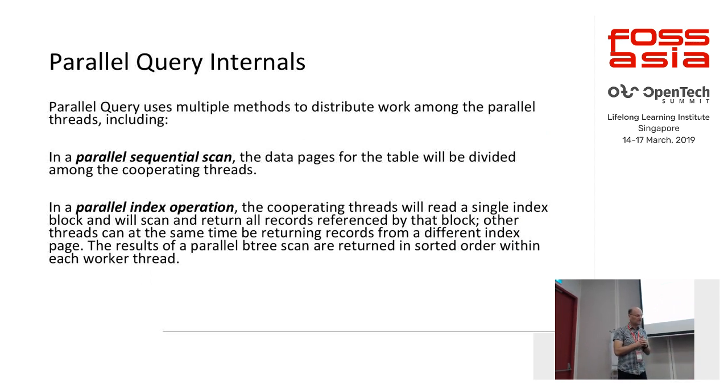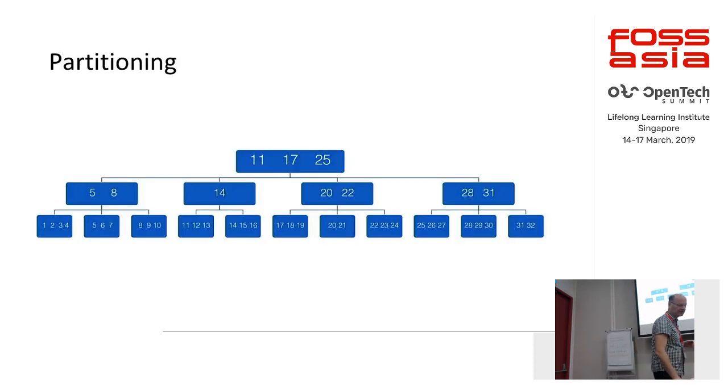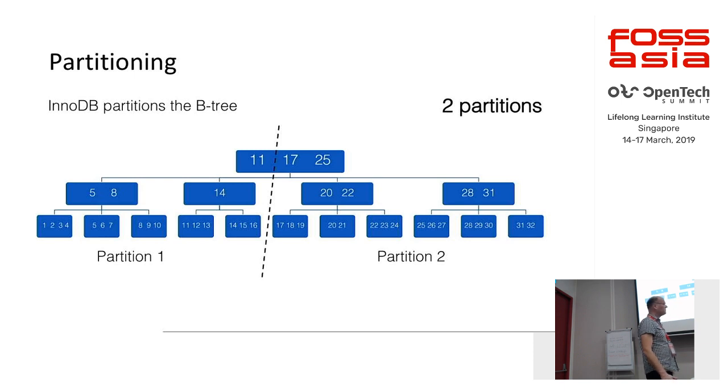So the internals here, as I said, if you have a parallel sequential scan or a parallel index scan, you will partition the data and distribute them across the workers. So for example, if you have a B-tree like this, and you want two partitions, what we do is divide the B-tree into two parts, and the worker will only see this. Worker 1, for example, will only see this part, and worker 2 will only see this part.